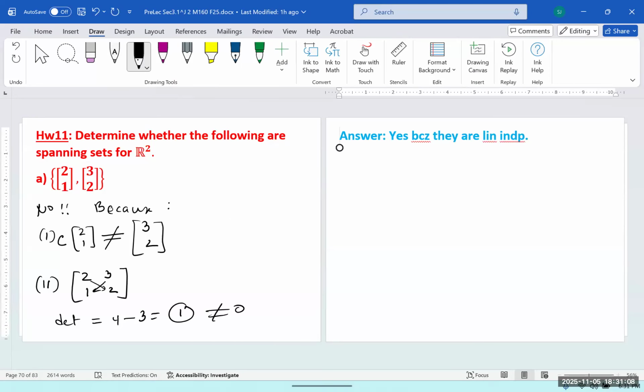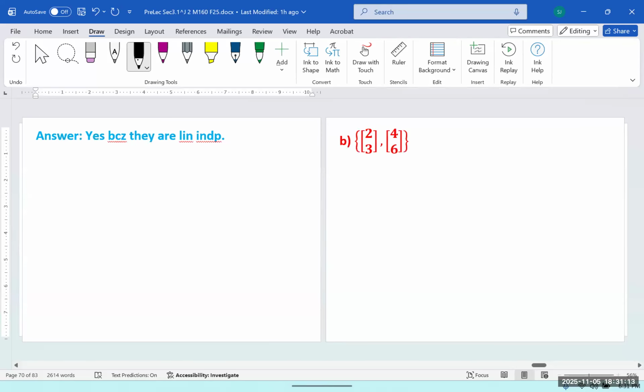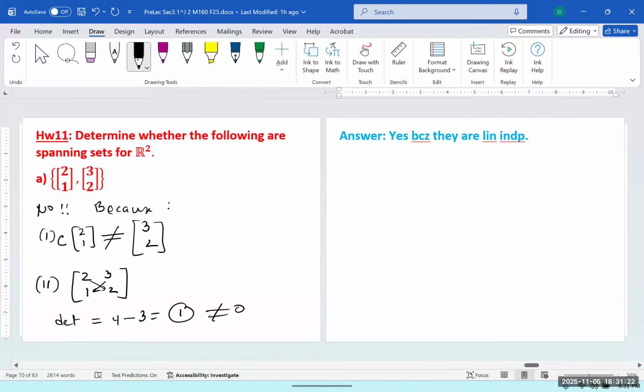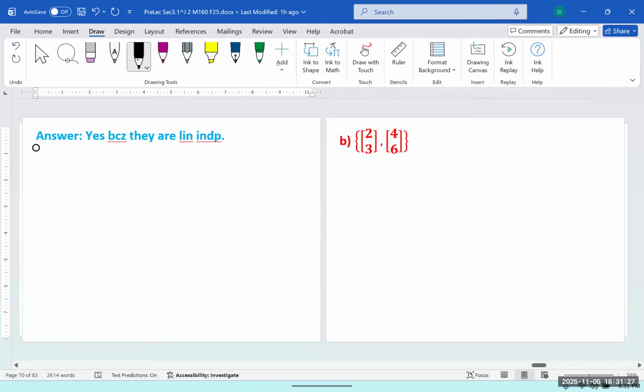Any question on this one? No? How about the next one? (2, 3) and (4, 6). Whether the following is a spanning set for R2 means are they linearly independent? They're not. Why not? 2 times (2, 3) will give you (4, 6). So it's a linear combination. They're not independent.